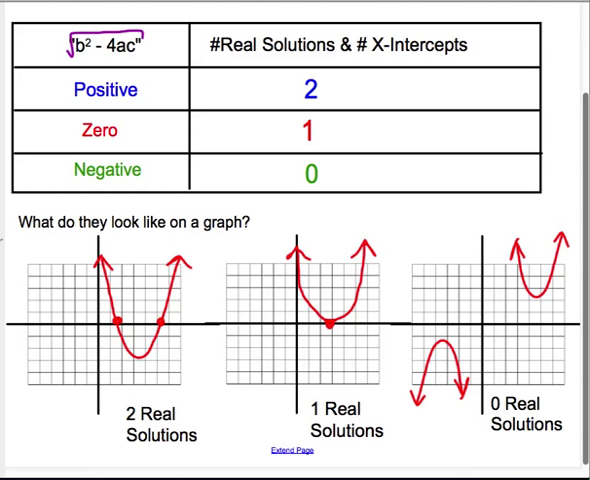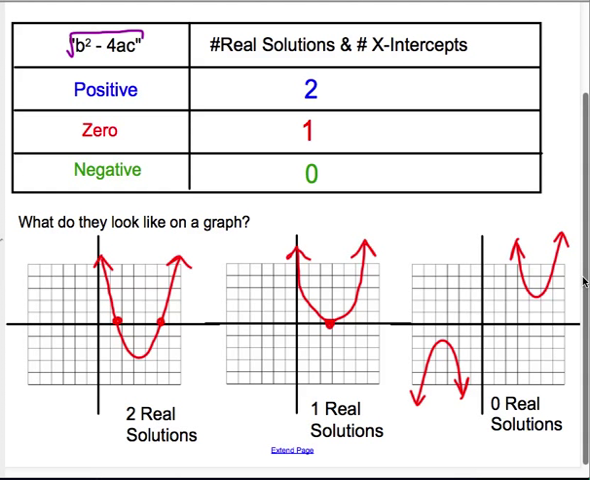If we get 0 under the radical, the square root of 0 is 0. And so when we add or subtract 0, it's the same thing. So we end up with only one solution. If what's under the radical is negative, we can't take the square root of a negative, so we get no solutions. So graphically, what this looks like is either the first graph here, where it intersects the x-axis twice.